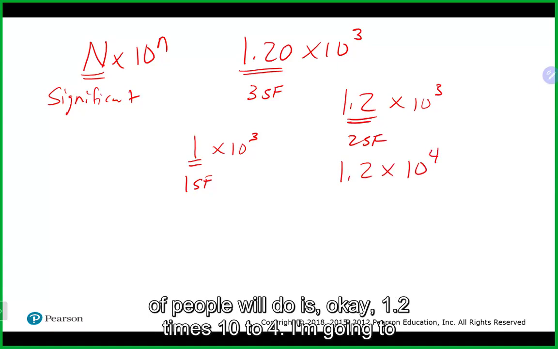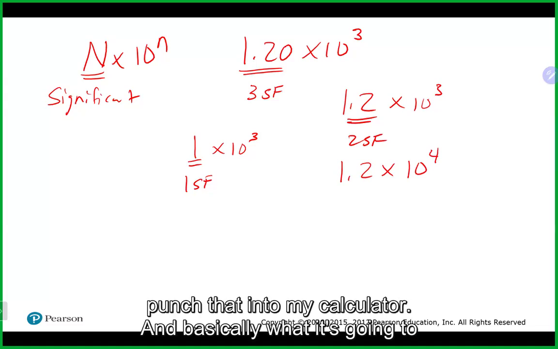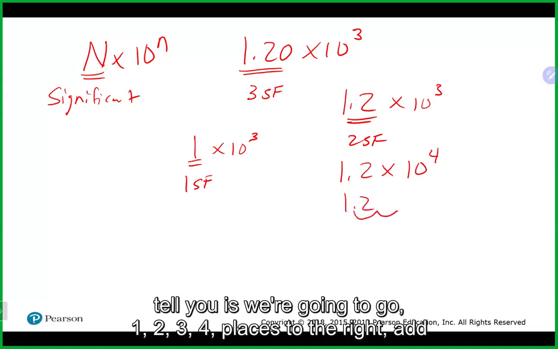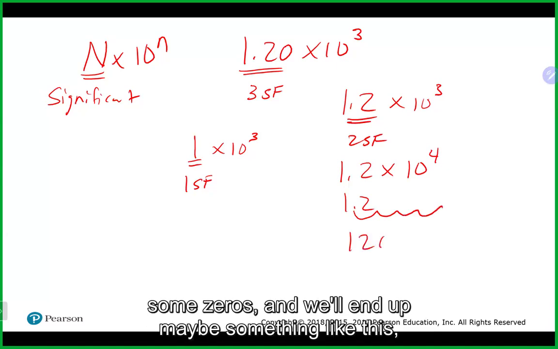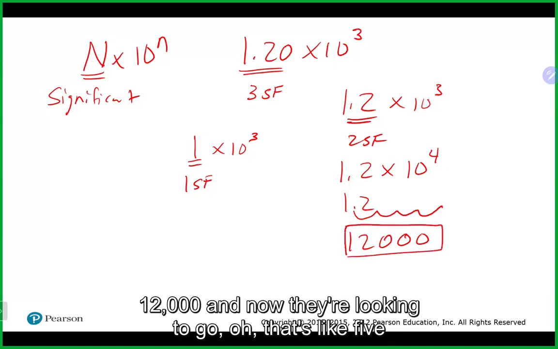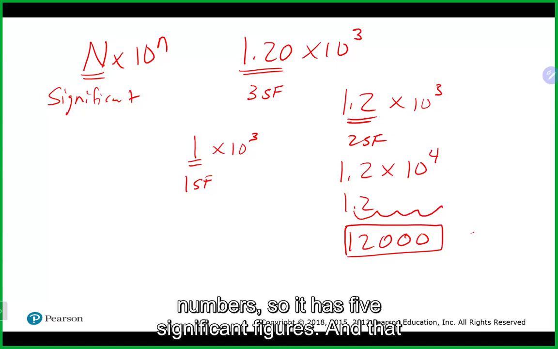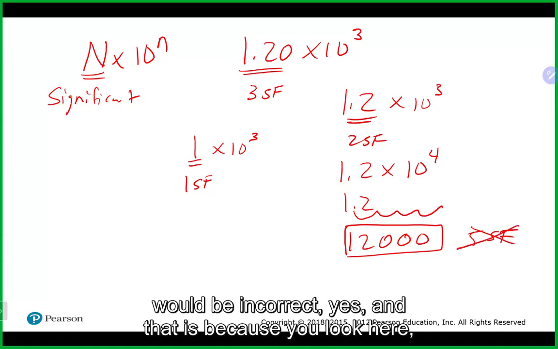What a lot of people will do is, okay, 1.2 times 10 to the 4, I'm going to punch that into my calculator. And basically it's going to tell you to go 1, 2, 3, 4 places to the right, add some zeros. And we'll end up with something like this, 12,000. And now they'll look at it and go, oh, that's like 5 numbers, so it has 5 significant figures. And that would be incorrect, yes?